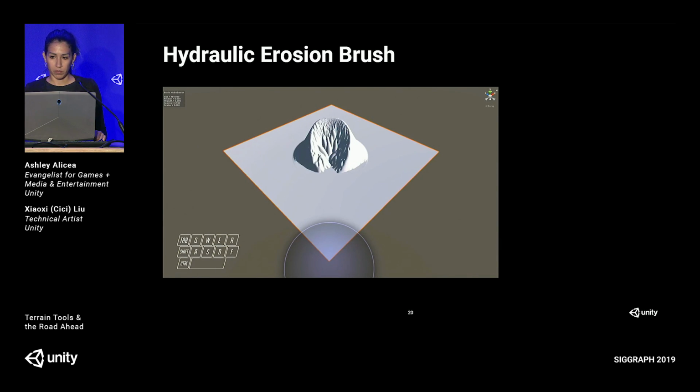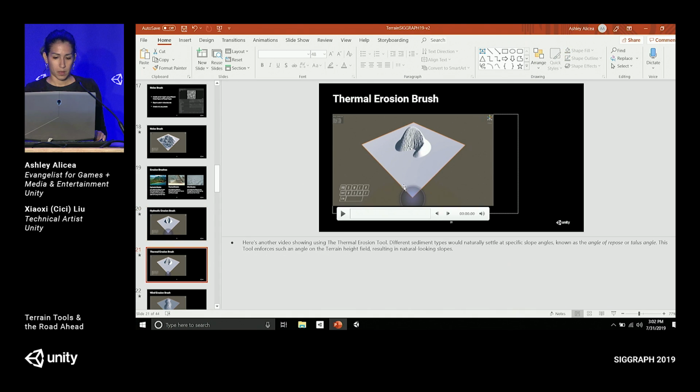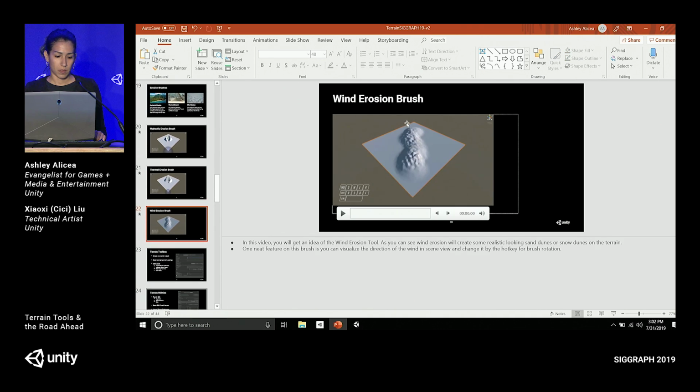These are worth showing, so I'm going to close this. This is using hydraulic erosion. Then we have thermal. And then lastly, wind. I like the wind one because in addition to all the settings, you can also change the direction that the wind is flowing using the hotkeys. It's a lot of fun to do.